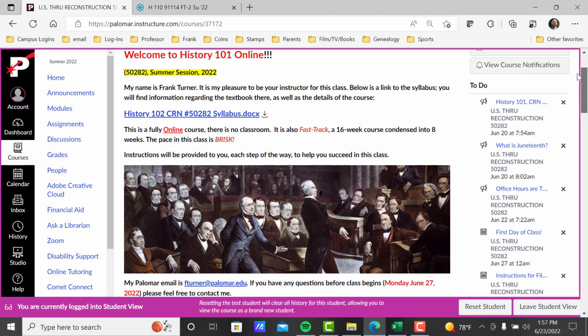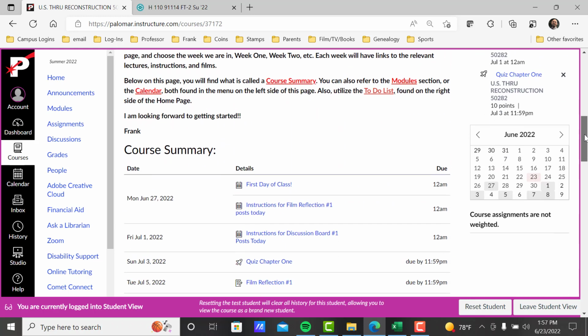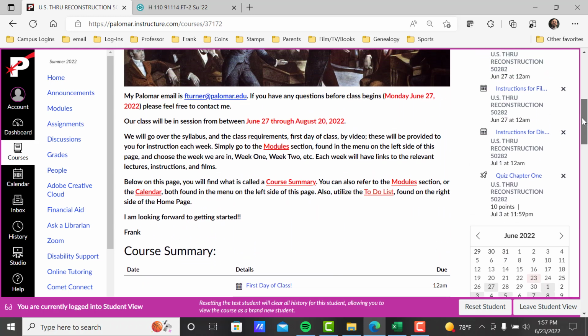But probably what students use the most, and if you've been a student for a while, you know this, is the to-do list on the right side of your page. Now they're kind of coming at you as they're due or as that date's coming up to remind you. So I would say anytime you open the home page of this class, take a look at the to-do list and make sure that you're not missing anything, okay? Very, very important.